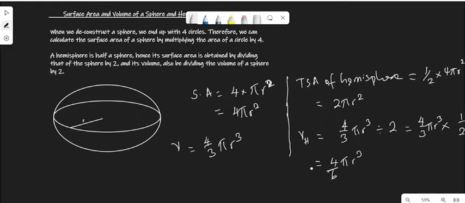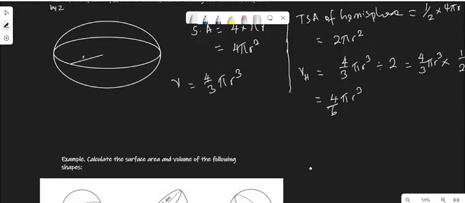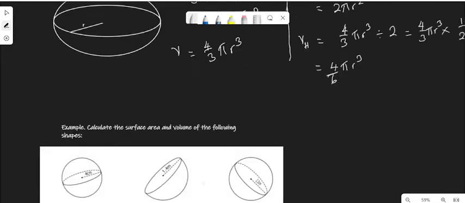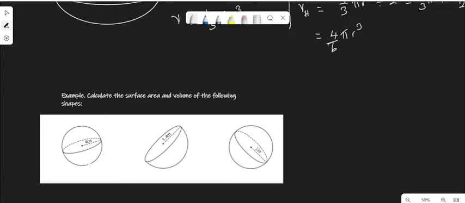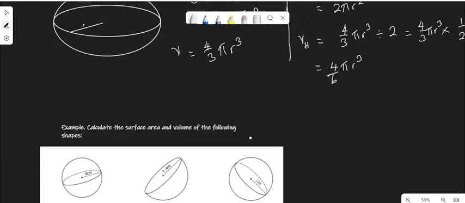With this knowledge, let's try and solve some questions. I have an example here. It says calculate the surface area and volume of the following shapes. The first one is a sphere, the second one is a hemisphere, the third one is also a sphere. So let me label them. Let's call this one A, this one B, and this one C.